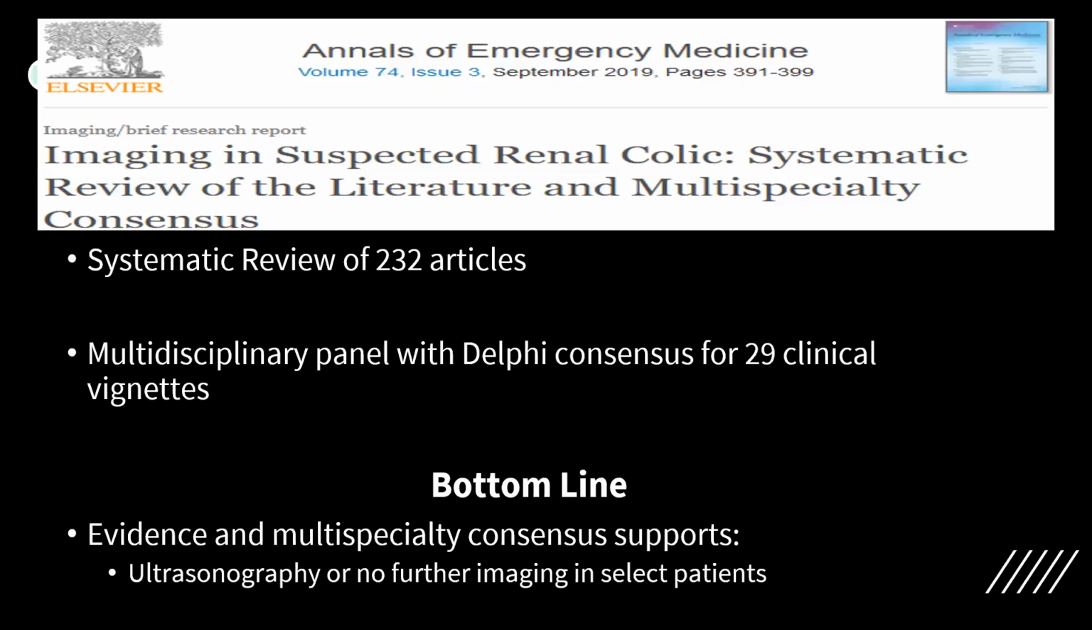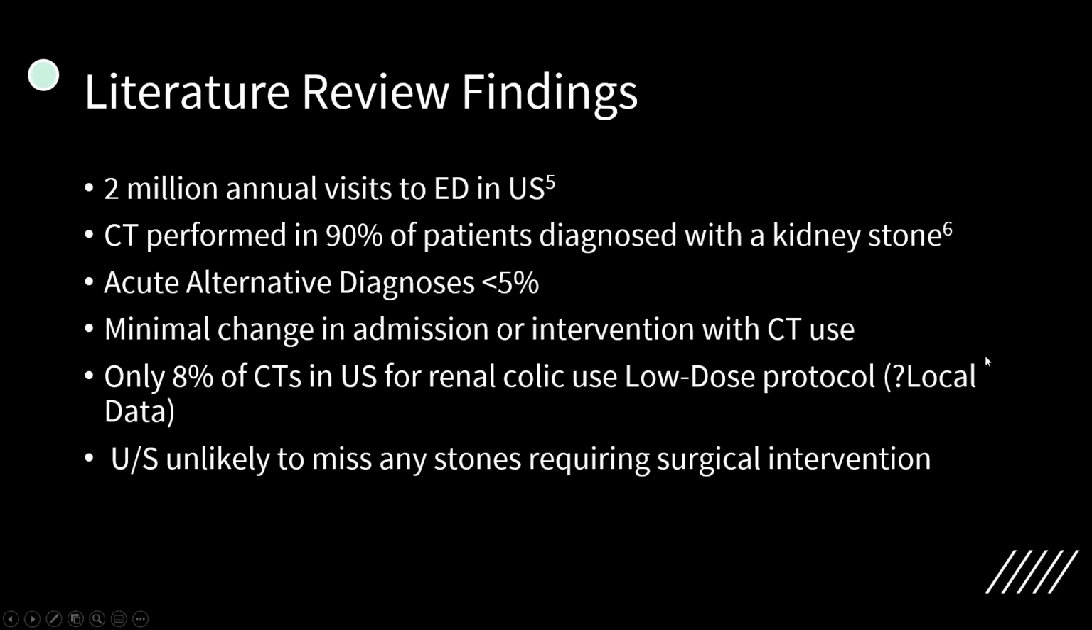So then this came out in 2019 in the Annals of Emergency Medicine. And this was basically the first multidisciplinary, systematic, evidence-based consensus report regarding imaging in renal colic. They reviewed 232 articles, and there was a panel of urologists, emergency physicians, and radiologists that looked at 29 different clinical vignettes. And they did a modified Delphi to try to come to a consensus. And the bottom line of this research basically is that ultrasonography or even no further imaging is appropriate in select patients who present with suspected renal colic. And we'll just go in a little bit more detail about the findings.